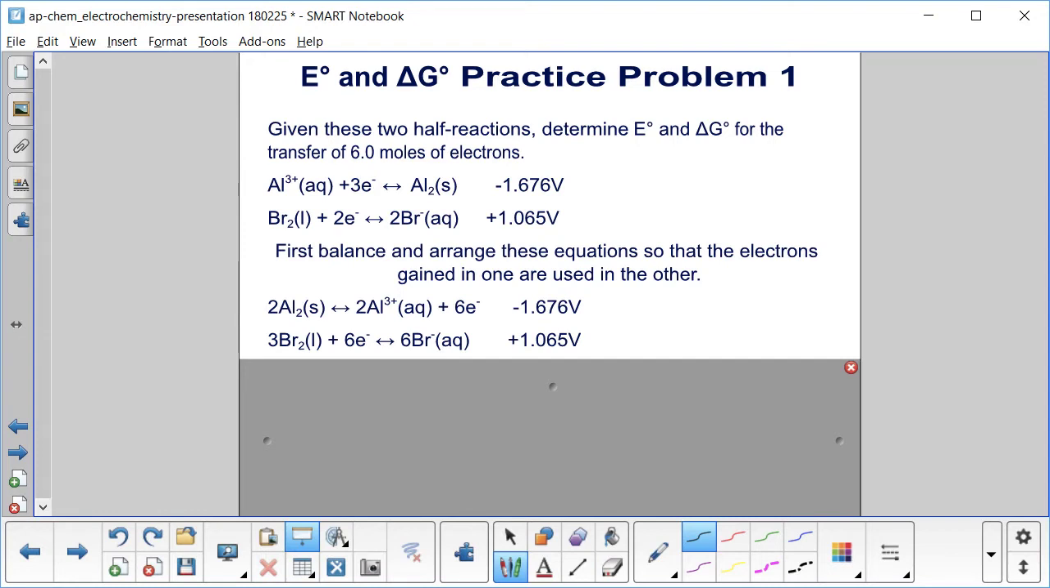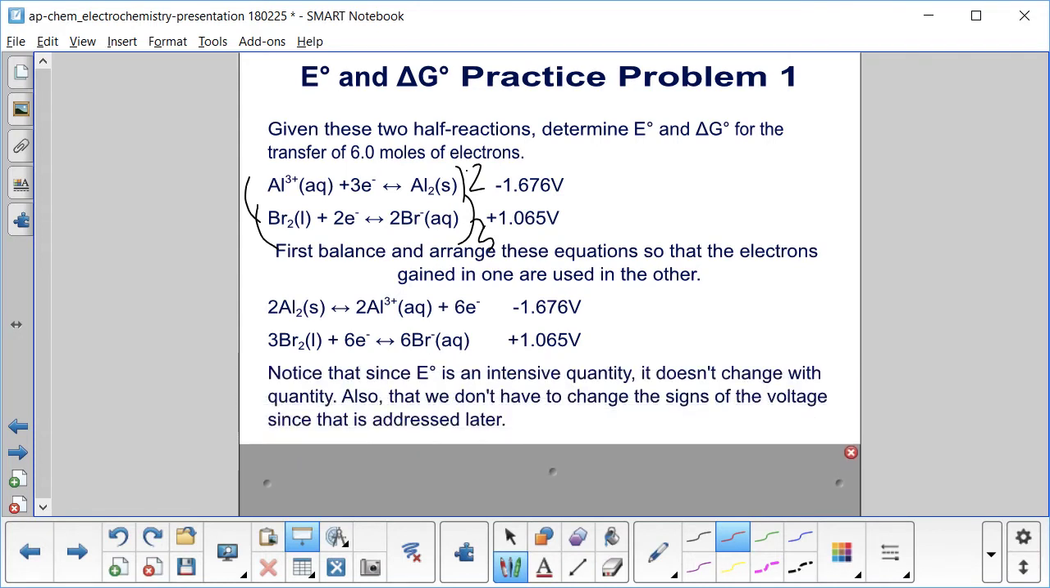I flipped the first equation, the aluminum equation, and that's because it has the most negative reduction potential, meaning it's going to undergo oxidation. So we need to show it losing electrons. So I flipped that. Then I multiplied the top reaction by 2, and multiplied this one by 3, so that I had an equal number of electrons gained and lost.